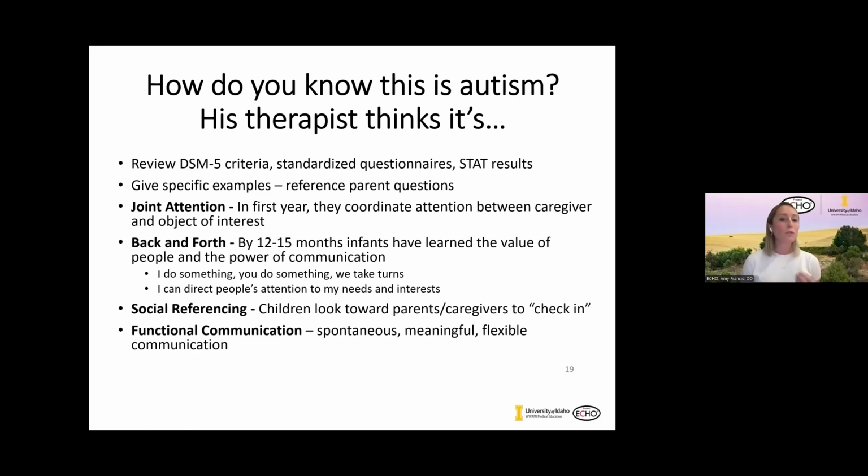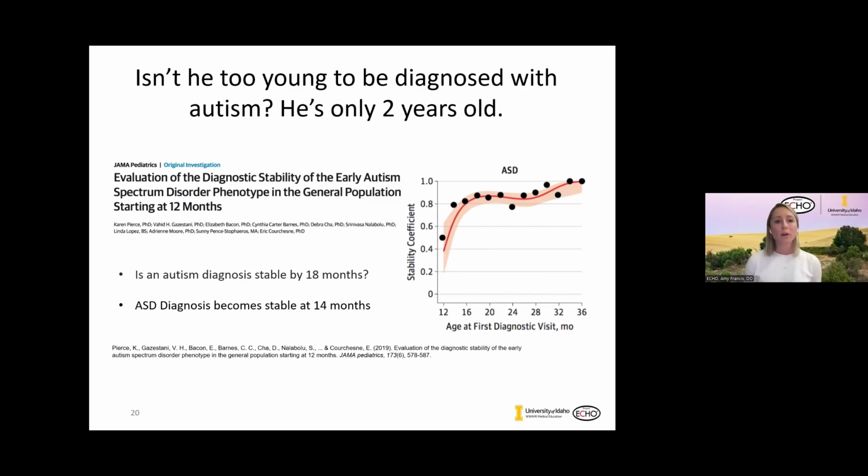Back and forth, right? By 12 to 15 months, infants should have learned the value of people and the power of communication. So that's that reciprocity, right? I do something, you do something, that give and take that we've talked about before. Social referencing: a child will look towards parents and caregivers to check in. Sometimes that's important to think about, even in that first assessment, when you are doing your interview, to keep track, even just a little tally, of how often the child checks in with their caregiver during that interview. And then functional communication. Communication should be spontaneous, it should be meaningful, it should be flexible, right? So these are just things to highlight with parents as to why we think it's autism.